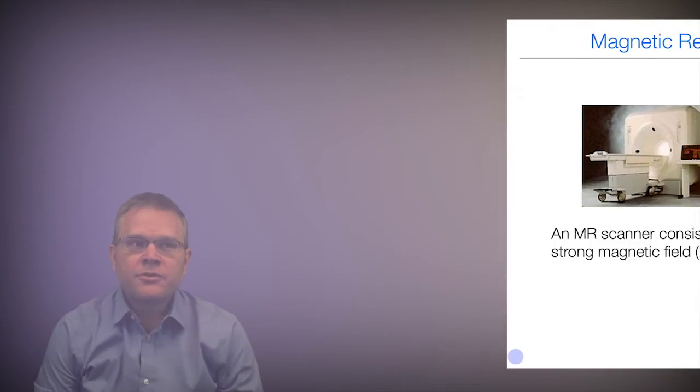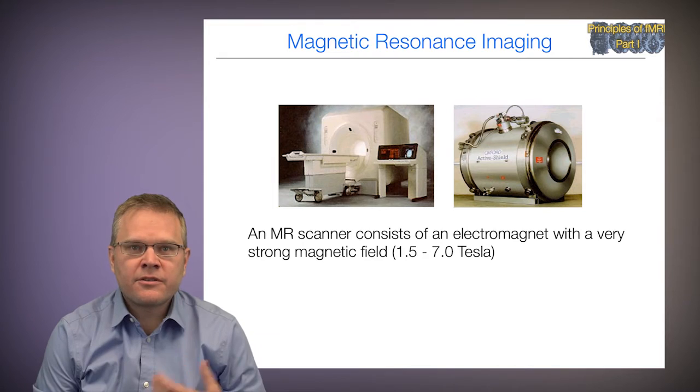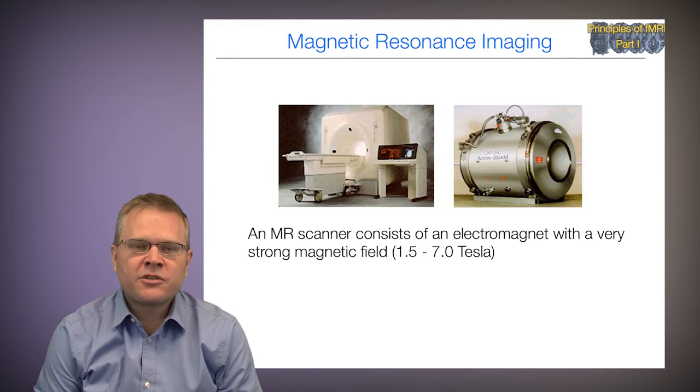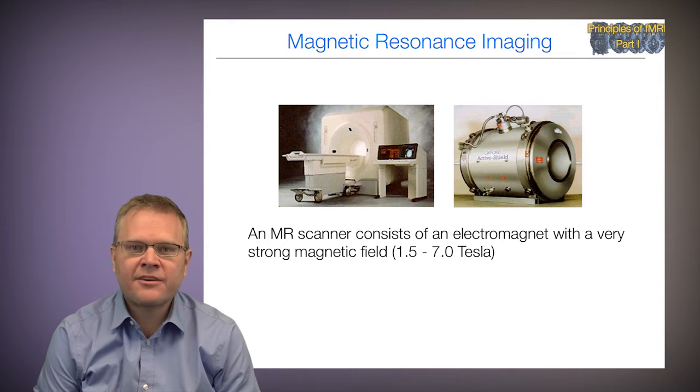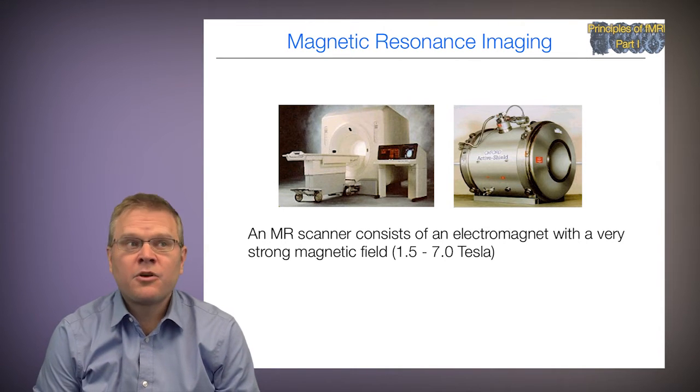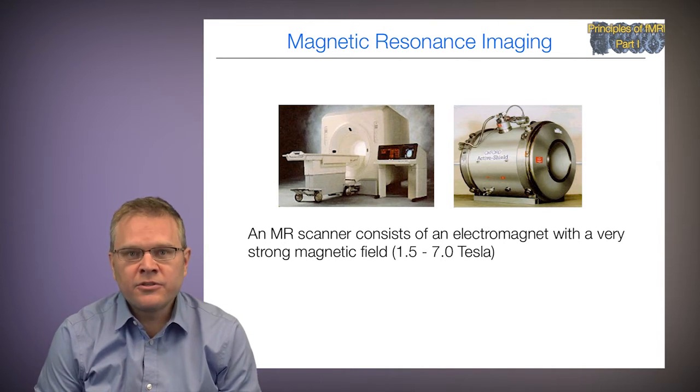Hi, in the next couple of modules, we'll be talking about how we can acquire and reconstruct MR images. But in order to do that, we first have to gain a basic understanding about MR physics. So magnetic resonance imaging, or MRI, uses what's called an MR scanner in order to acquire these images. An MR scanner consists of an electromagnet with a very strong magnetic field. Usually this varies between 1.5 and 7 Tesla.